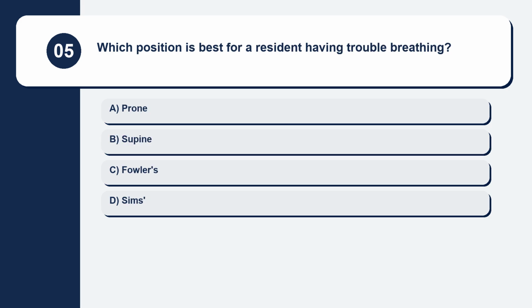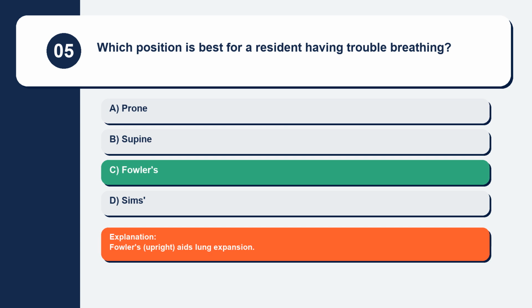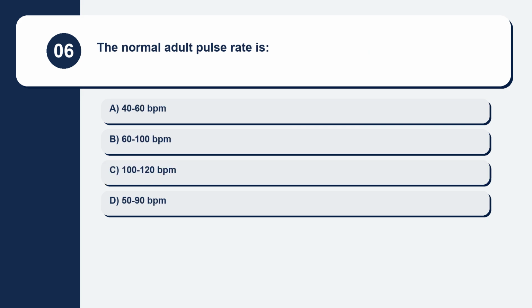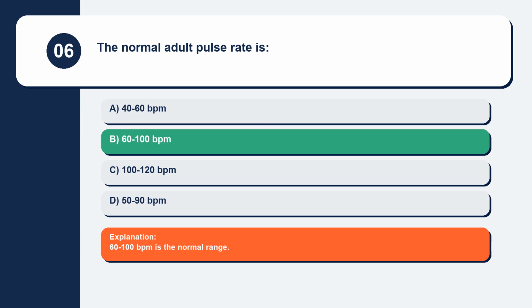Question 5. Which position is best for a resident having trouble breathing? Prone, supine, Fowler's, Sims. Fowler's, upright, aids lung expansion. Question 6. The normal adult pulse rate is 40-60 bpm, 60-100 bpm, 100-120 bpm, 50-90 bpm. 60-100 bpm is the normal range.